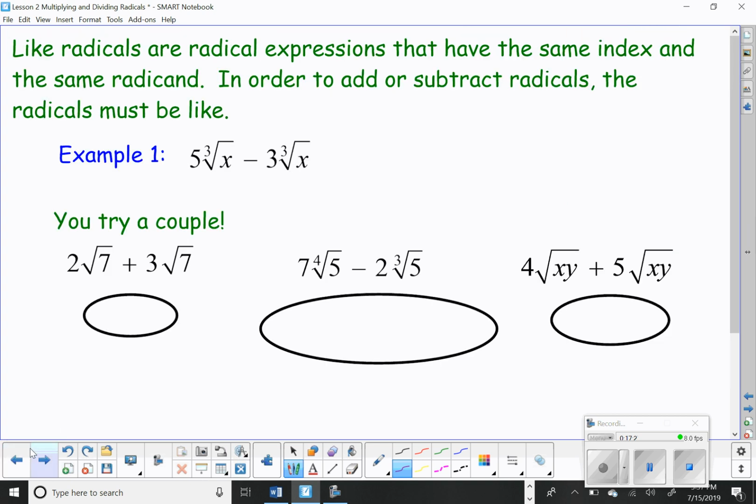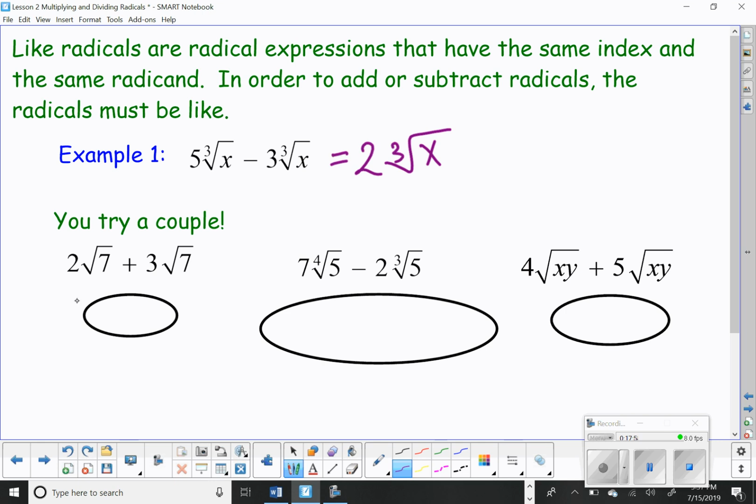Okay. Next up, like radicals are radical expressions that have the same index and the same radicand. In order to add or subtract radicals, the radicals must be like. So 5 cube root of x minus 3 cube root of x. I can combine these. I have 5 of these things and I take away 3. That leaves me with 2 cube roots of x.